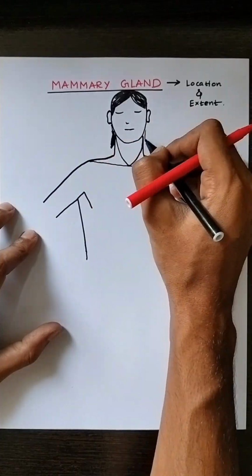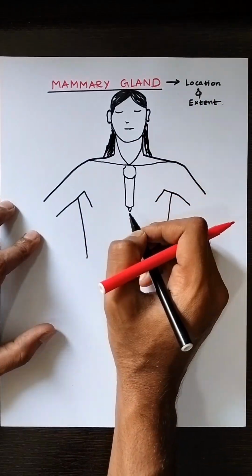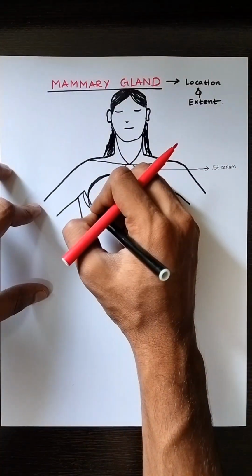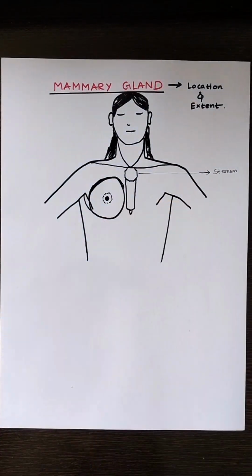And you can draw an oval-shaped head, and upon it you can draw hairs also. So this is the manubrium and the body of the sternum and xiphoid process. You can draw this as the whole sternum, and here you can draw a circle that represents the mammary gland, and the center has the nipple. So the situation of the breast is it lies in the superficial fascia of the pectoral region.